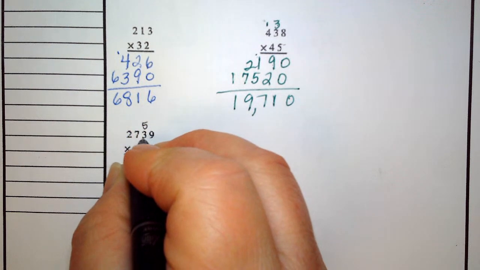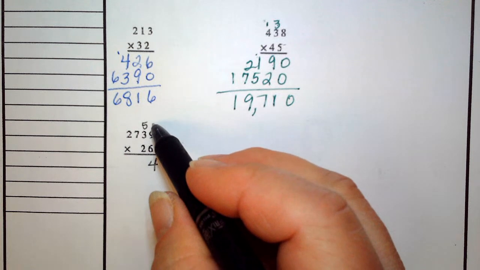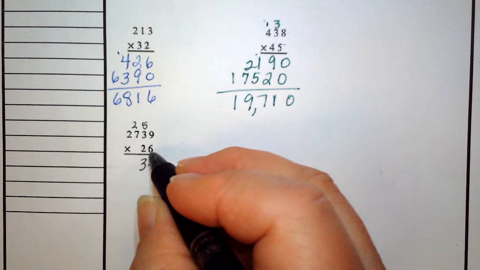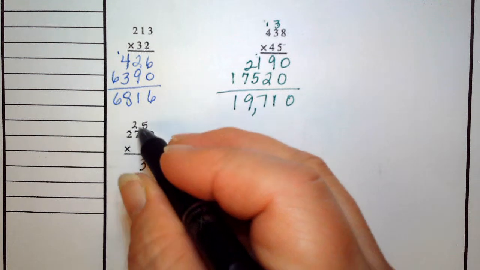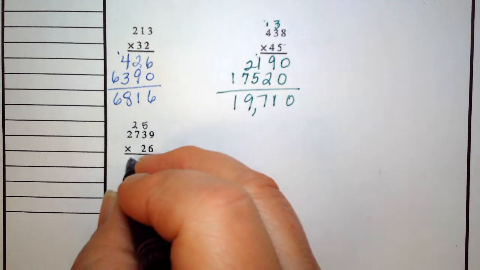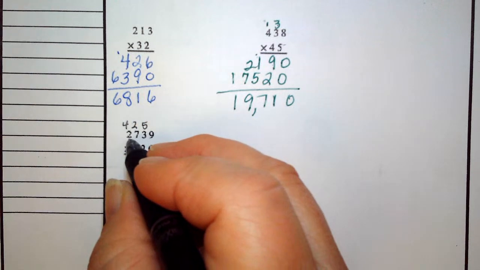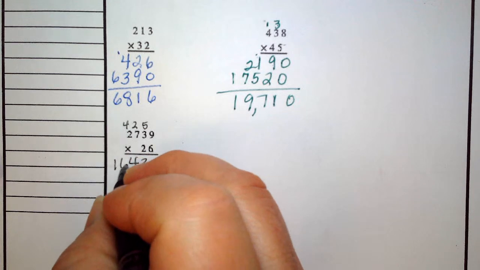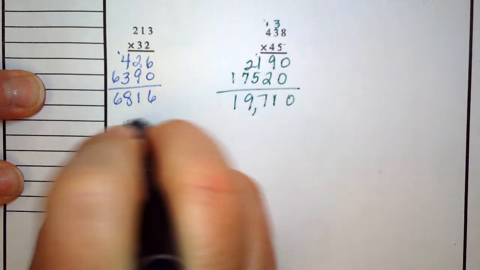6 times 3 is 18. 18 plus 5 is 23. Carry a 2. 6 times 7 is 42. 42 plus 2 is 44. Carry the 4. 6 times 2 is 12. 12 plus 4 is 16. Okay.